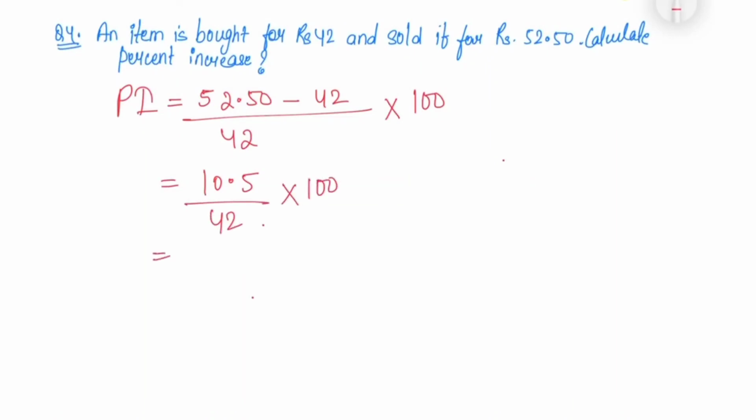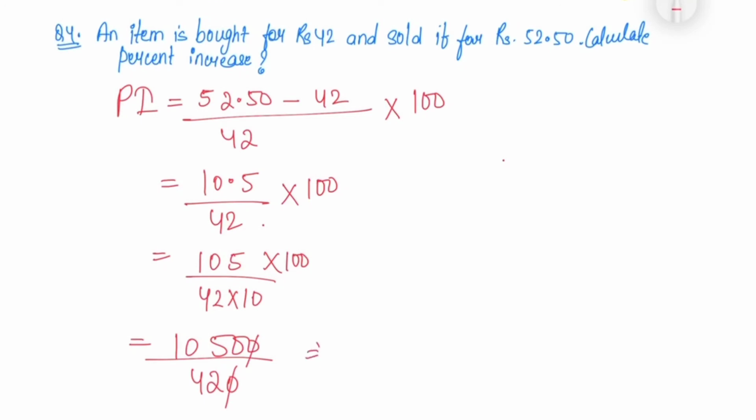So what we will do then, we will just remove the decimal and we'll put a 10 in the denominator and the 100 in the numerator as it was already there. Now we'll just do the multiplication part. So 105 times 100 will be 10,500 over 42 times 10 will be 420. So we'll just remove the zeros and then it will become 1050 over 42. And when you calculate this part, you will get the final answer as 25%. It means the item's price has been increased by 25%. Okay, so this is your final answer, 25%.